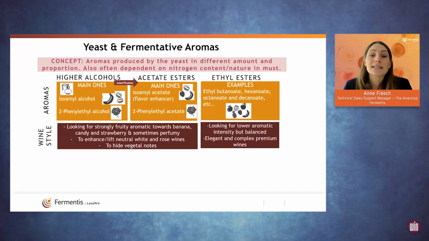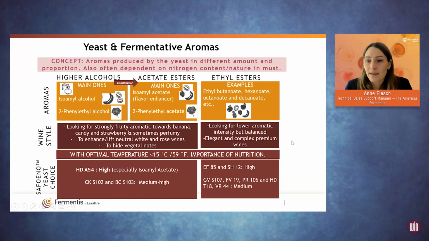Again, here, I just give an example of strains in the Fermentis portfolio that can really help promote this. We developed a yeast hybrid specifically called HTA 54 that has a very high production of higher alcohol and acetate esters. And it really helped lift, even used on a very small portion of a lot, the aromas in neutral white and rosé, and also hide vegetal notes. On the other hand, on the ethyl ester side, we also selected yeast that really help develop this complex fruitiness, like the EF 85, for example.